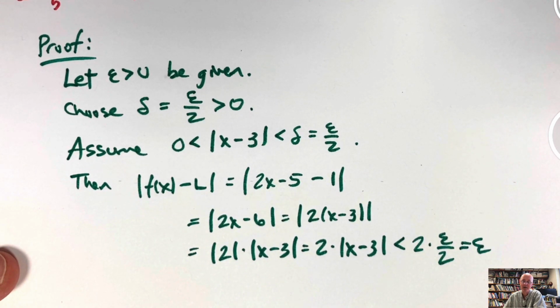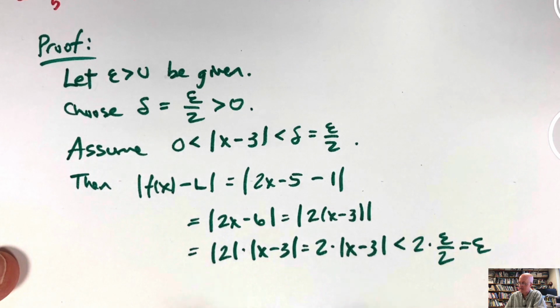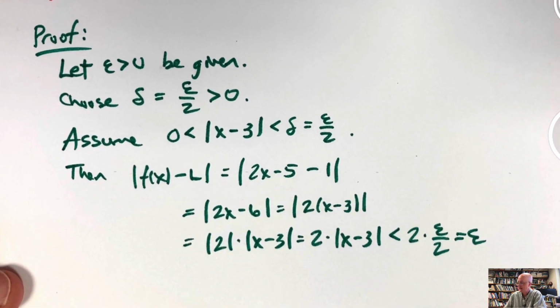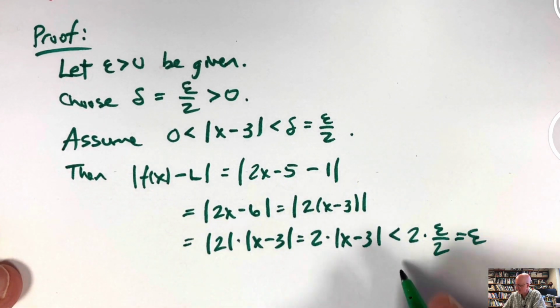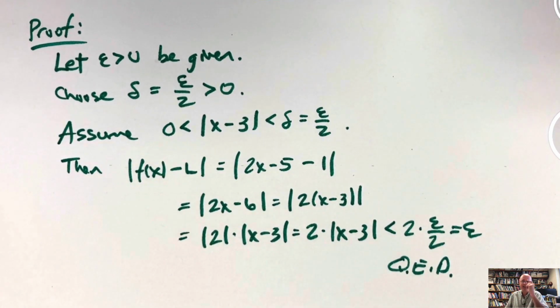Done. How about that? I never actually had to use the assumption that x was not equal to 3 here. There are some situations where you do have to use the assumption. I went ahead and wrote it anyway. We're done. We showed it's less than epsilon. Wow. Are we really done? Is that what we're supposed to do? QED? It is. And you really are done.